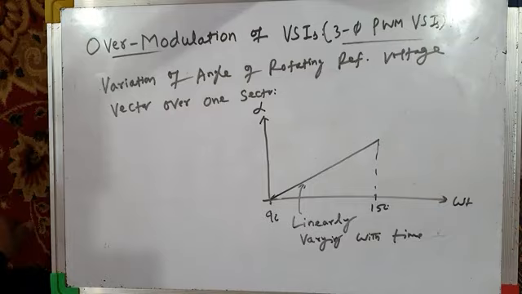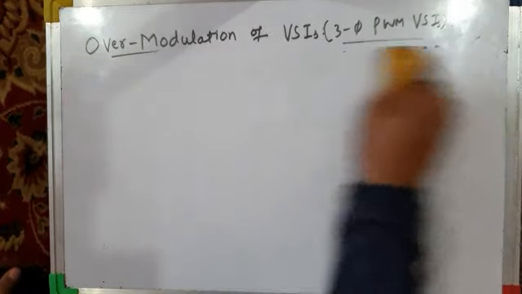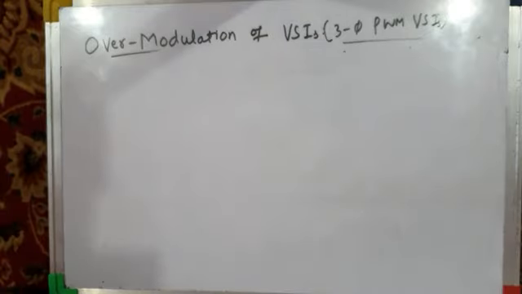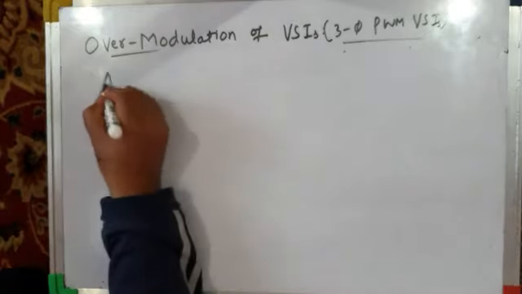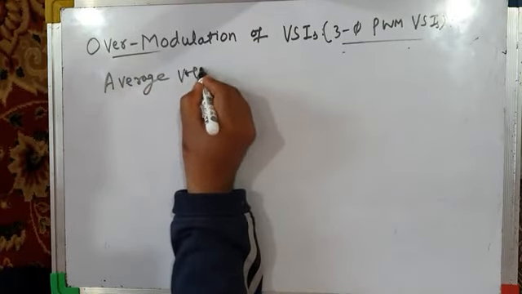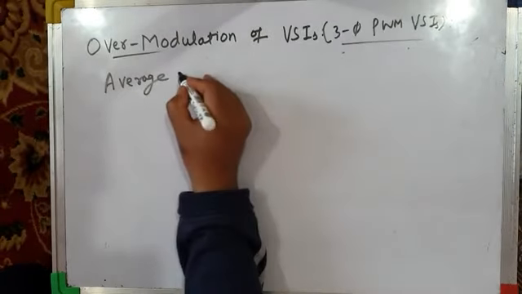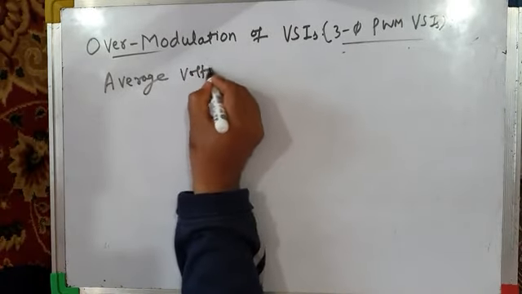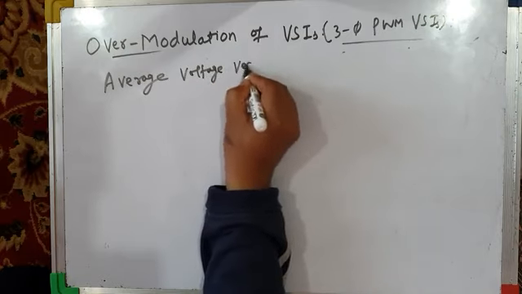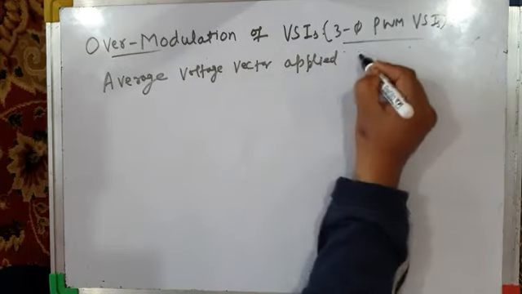Okay, fine. Now let us draw the space vector diagram, and from the space vector diagram we will see what type of voltage vector is applied across the load. So I will write here: average reference voltage, or average voltage vector applied across the load.